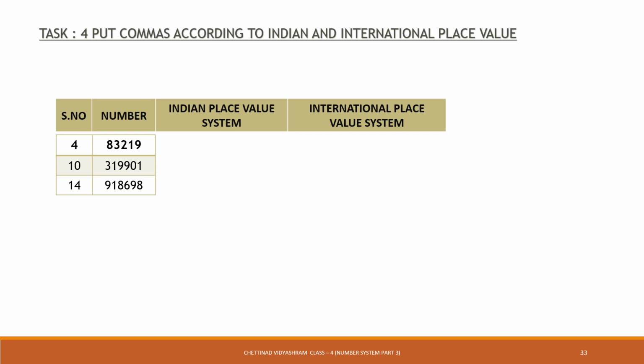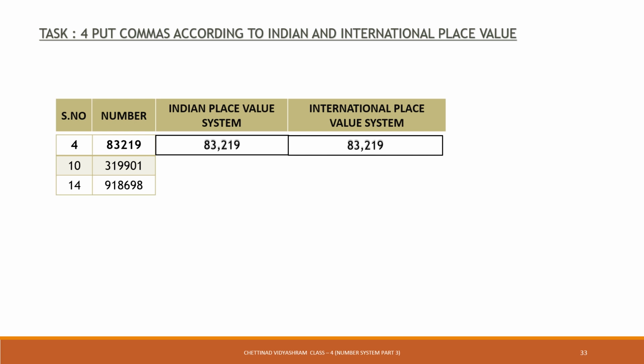Now, first number 83219, starting from right hand side, first 3 digits, leaving 219, we have a comma. So 83,219. In international place value system, starting from right hand side, leave 3 digits. So again 83,219.